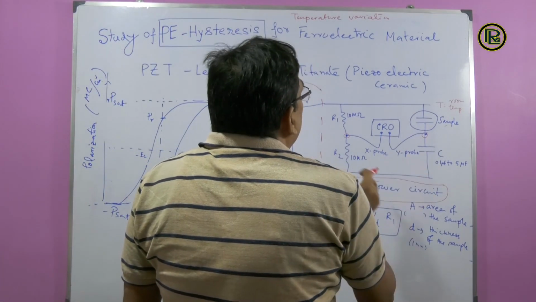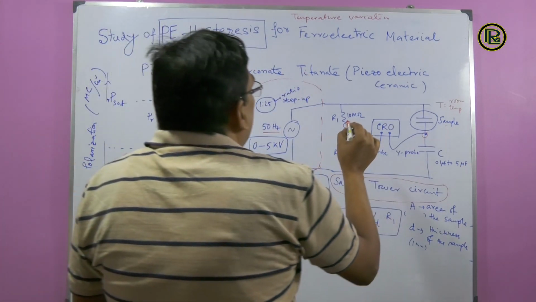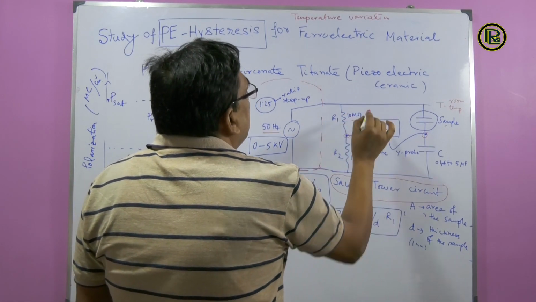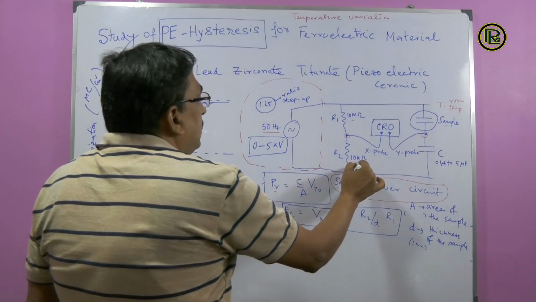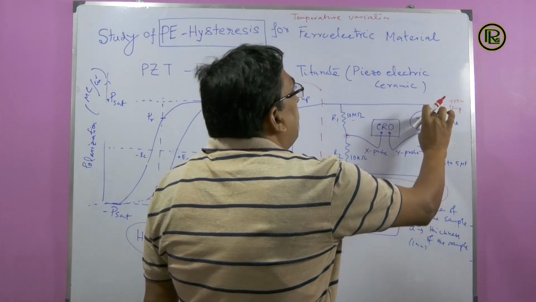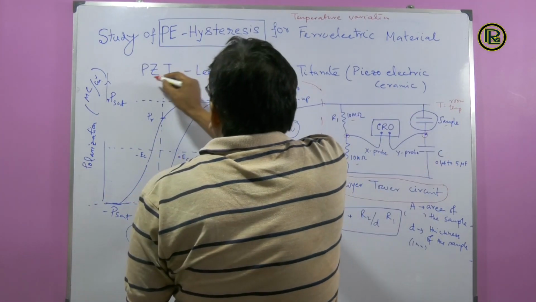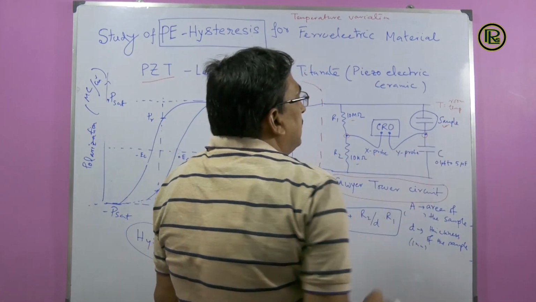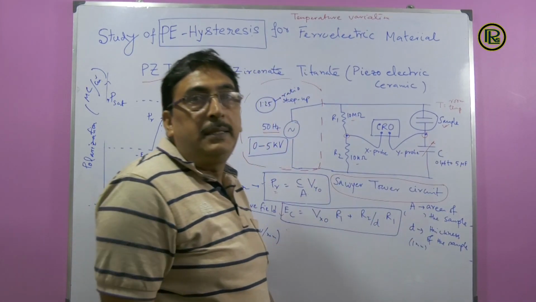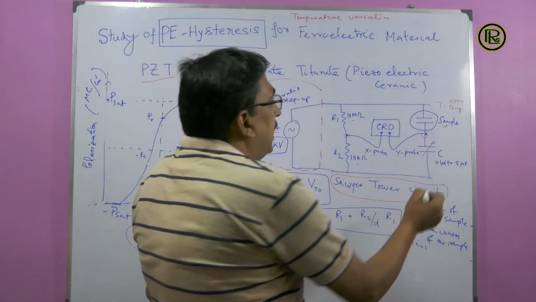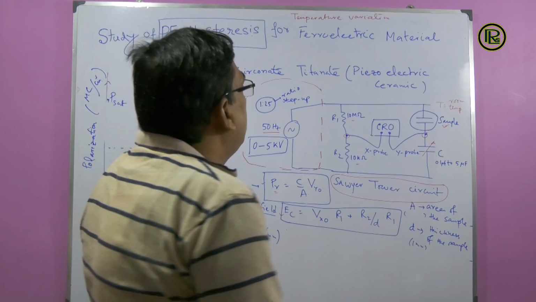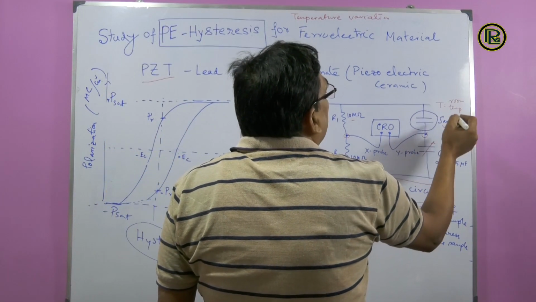And then there is a bridge. There is a voltage divider here, R1 and R2. R1 is 10 megaohm and R2 is 10 kilo-ohm, and here we have the sample. This PZT sample is attached here, and we have a capacitor C which is variable, and its value can vary from 0.1 microfarad to 5 microfarad.